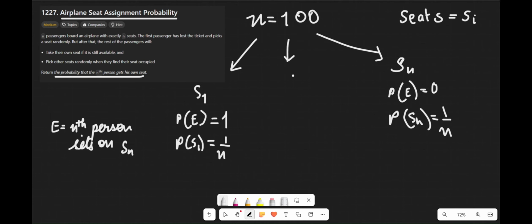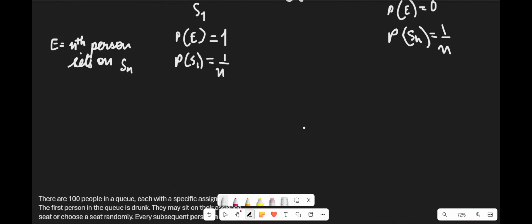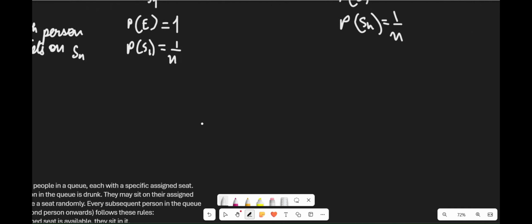Now, what else could happen? That the person sits randomly at some, let's say, Si seat, right? Sits randomly on that seat. Now here, the function we have to calculate is for n, right? The probability that the nth person sits on the nth seat, given there are n members.